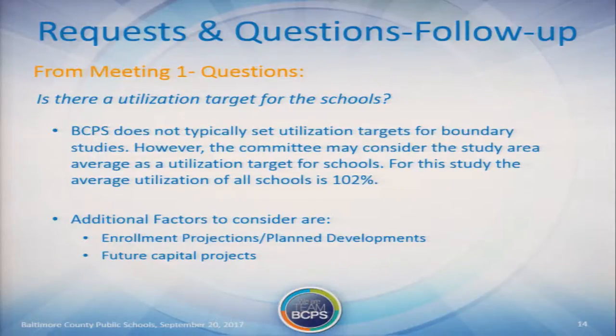So really, what I typically do as a starting point is I look and see how to get the schools close to that, and then you make adjustments based on schools that are expected to have more growth or less growth. So you start off with 102 maybe as an initial target, but then make adjustments based on the other considerations, such as enrollment projections and planned developments, and then future capital projects close to the study area.